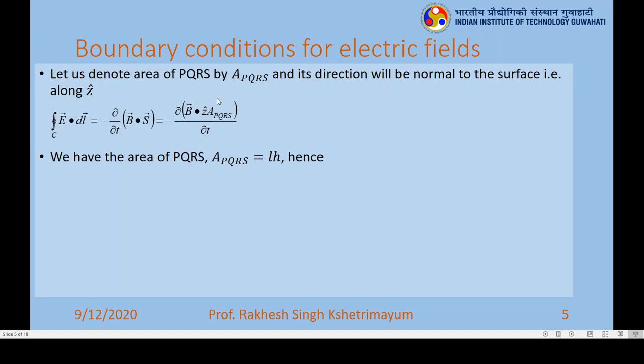We have considered the length was L and height was H. So the area of PQRS will become L times H. L is the length of the PQRS, H is the height of the PQRS. So in that case, I can replace A_PQRS by L times H.